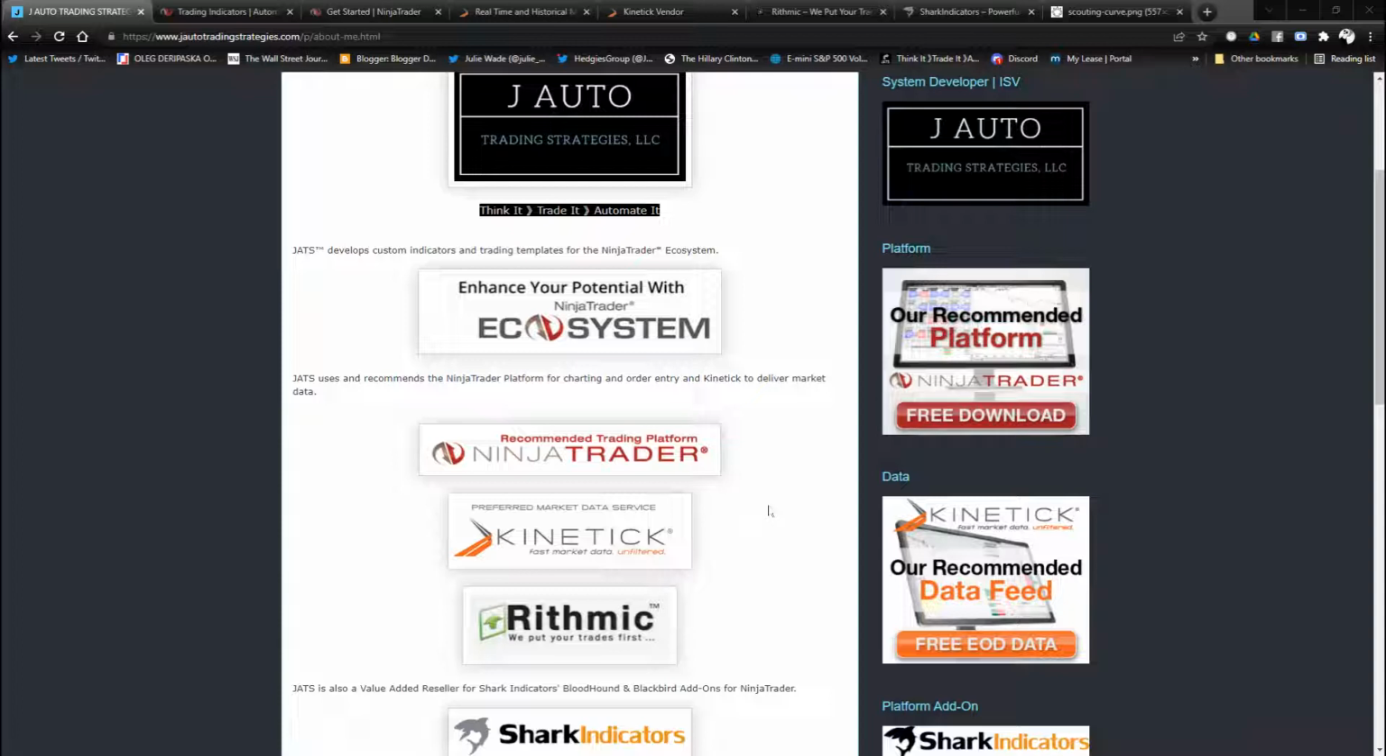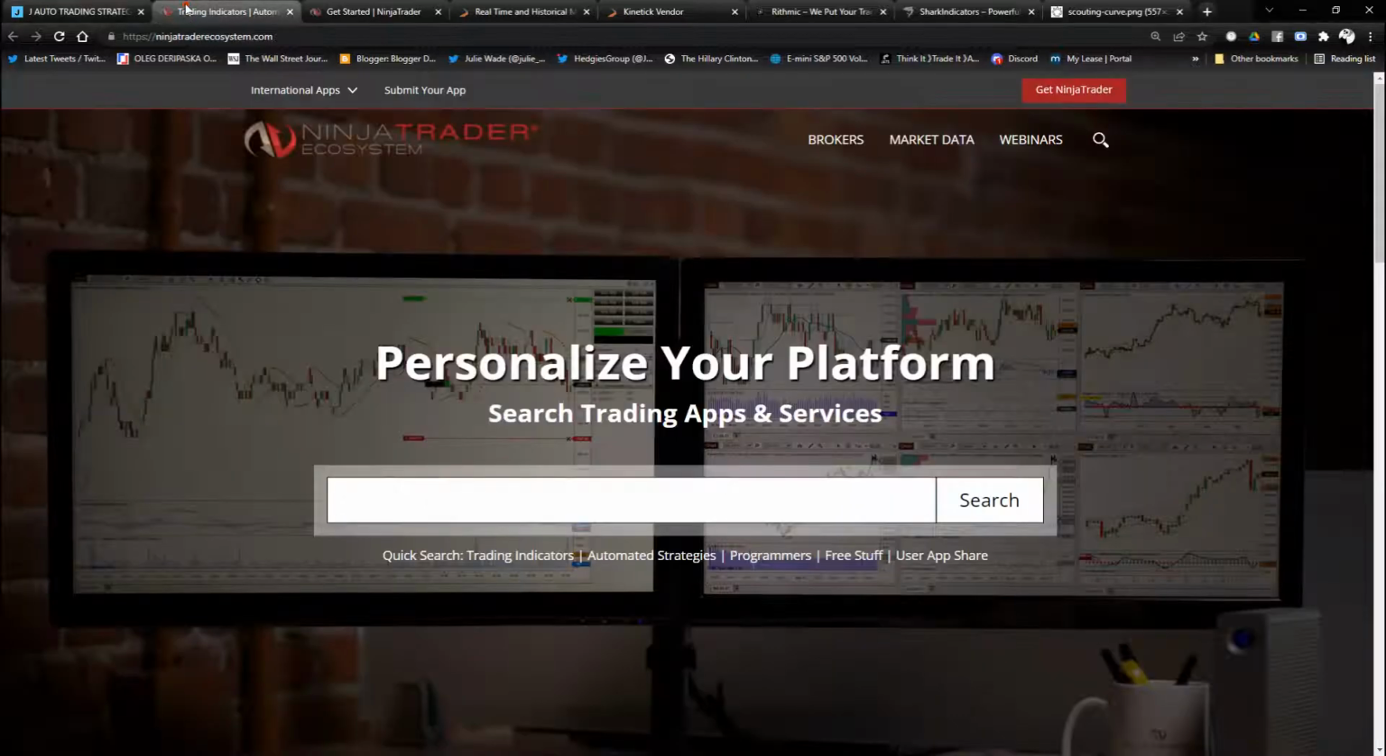I'm also a third-party vendor for the Shark Indicators BloodHound and Blackbird add-ons for NinjaTrader, and use them to create the trading templates using the JATS indicators for NinjaTrader platform. The NinjaTrader ecosystem is very comprehensive and provides quite a bit of education and access to a library of open source indicators, as well as proprietary third-party indicators and programmers, indicator developers and programmers.